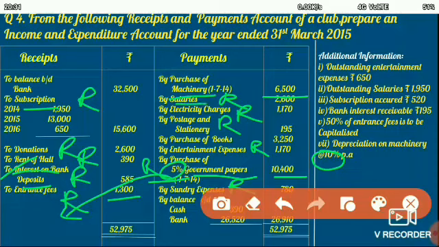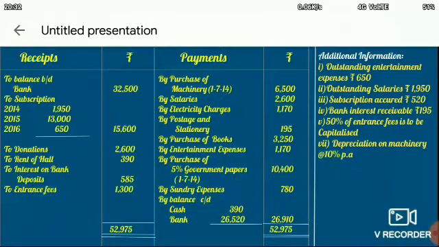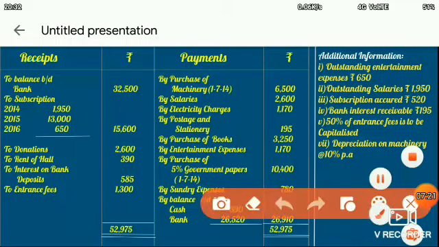Then we have salaries. There is some outstanding, so adjustment is required. Then we have entertainment expenses. Adjustments are required because of the outstanding. So these are the accounts where, when we take them in our income and expenditure account, we should make the adjustments. So let me start from the income side. If we have to start from the income side, we have to look at the receipts side. So on the receipts side, let us start with subscription.